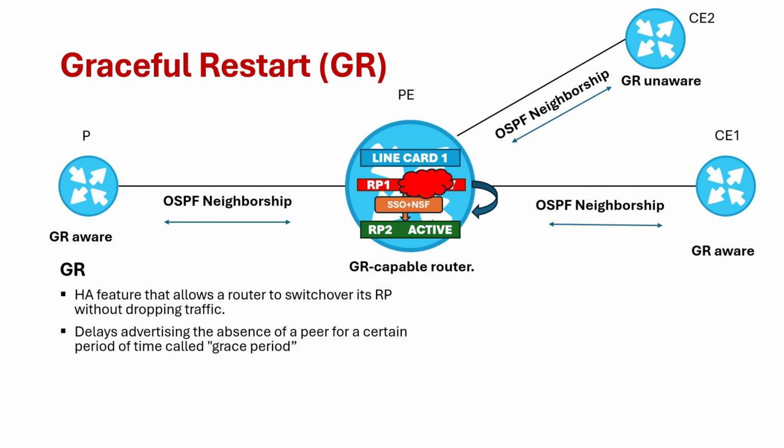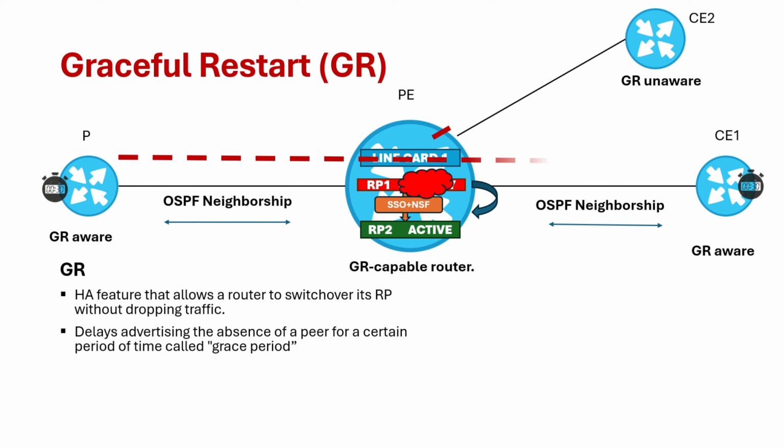The restarting device notifies its neighbor about the restart. The neighbors hold on to the adjacency and routing information for a grace period. By default, it can be 30 seconds. You can optimize it as well. So during this period, GR aware neighbor keeps forwarding traffic as if nothing happened. And the GR unaware, now you will come to know why I have put this router. The GR unaware will drop the neighborship because he doesn't understand the grace period. So it will drop the neighborship and the data traffic will drop.